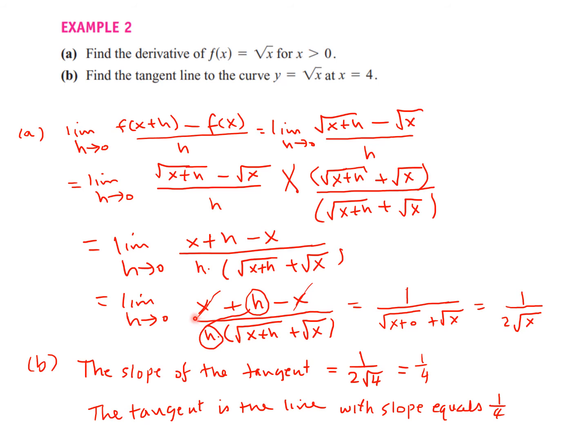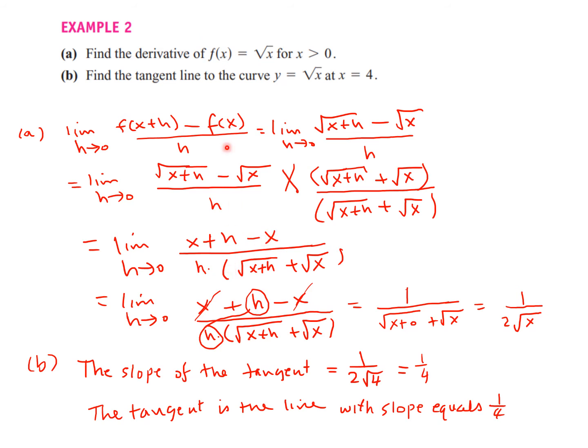If we execute the limit, then this h will be equal to 0. So we'll end up having 1 over square root of x plus 0 plus square root of x, which will lead us to 1 over 2 square root of x. That is the derivative of f of x equal to square root of x.